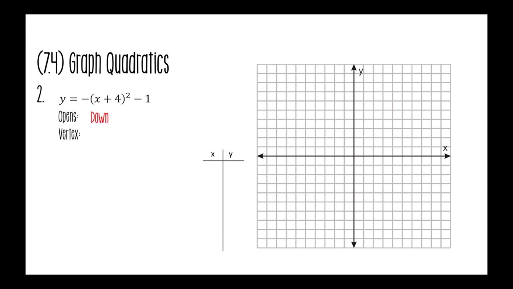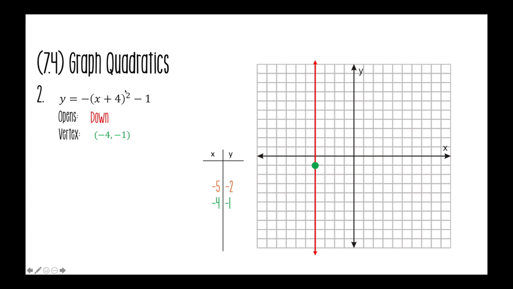This one is going to open down. Our vertex is going to be -4, -1. So we can go ahead and plot that. From there, you want to picture what this is going to look like. I know it's going to point down. And so I want to try some values on either side. One that I might try is at -5.